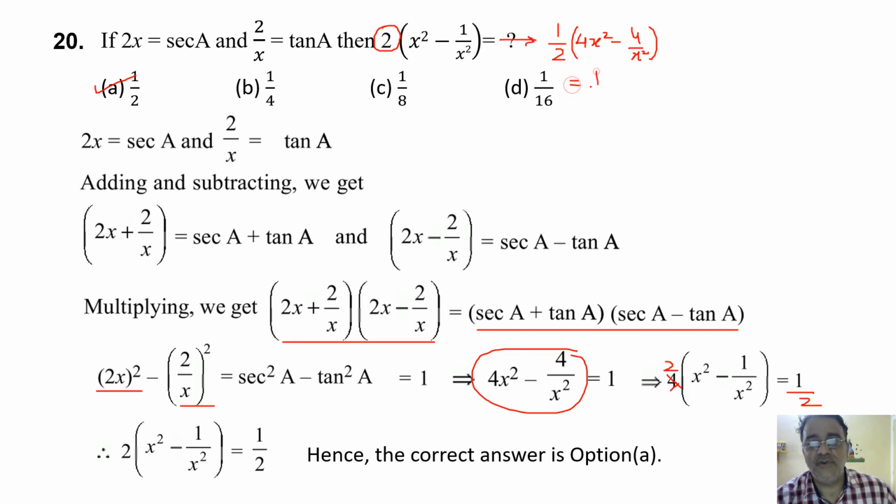And what is 4x whole square? This is nothing but sec square a, right? And what is 4 upon x whole square? This is nothing but tan square a. And what is sec square a minus tan square a? 1. So we are getting 1 by 2. So this one is easier, isn't it? Yes, sir. Okay. Any doubt in this question?